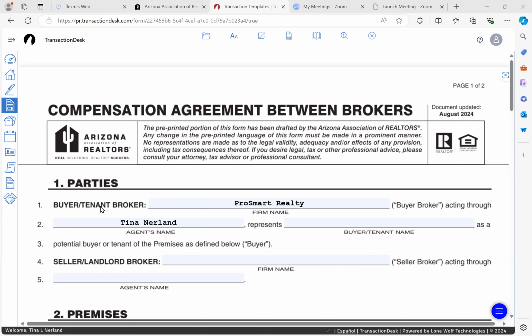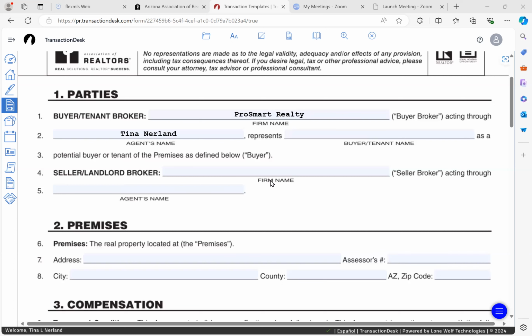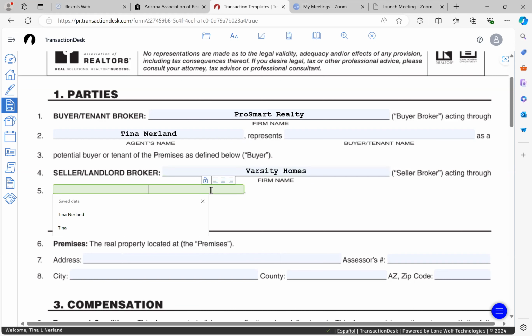So line one, the buyer or the tenant, because again, this is for rentals and for resale. Your ProSmart Realty goes here, your name goes here. If you have a team lead or just somebody that you work on a team with and they require to be on your documentation, put their name here. The seller should be auto-populated because you filled out your contacts and transaction desk, but if not, you can put the firm of the seller's agent here, for example, Varsity Homes, and then an agent.